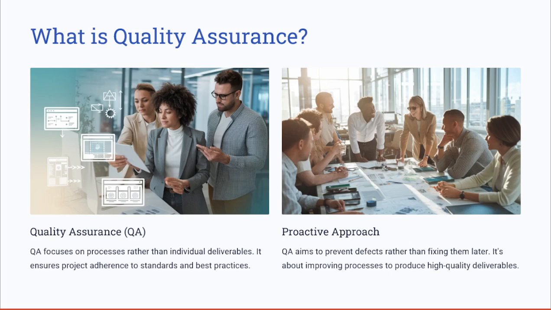First, let's understand what quality assurance is. Quality assurance, or QA, is a proactive process that ensures the right procedures are followed to produce high quality deliverables. Unlike quality control, known as QC, which inspects deliverables after production, quality assurance focuses on improving the processes to prevent defects from occurring in the first place.